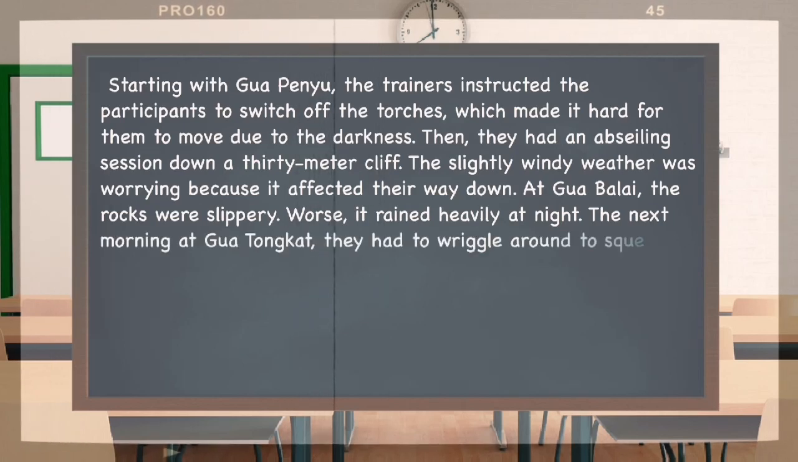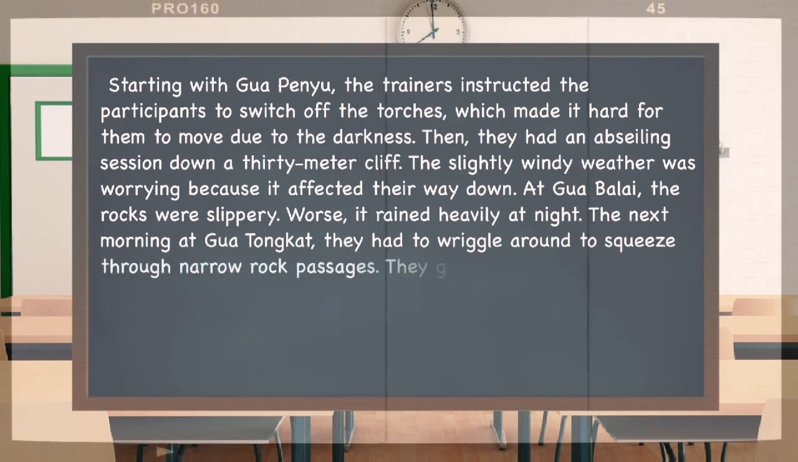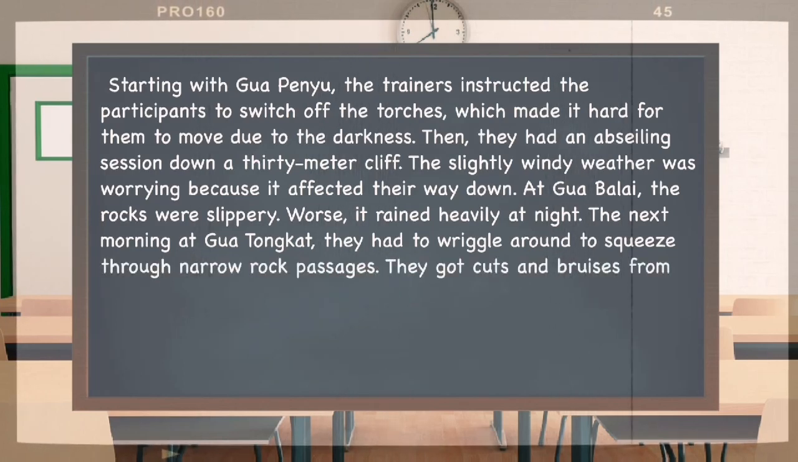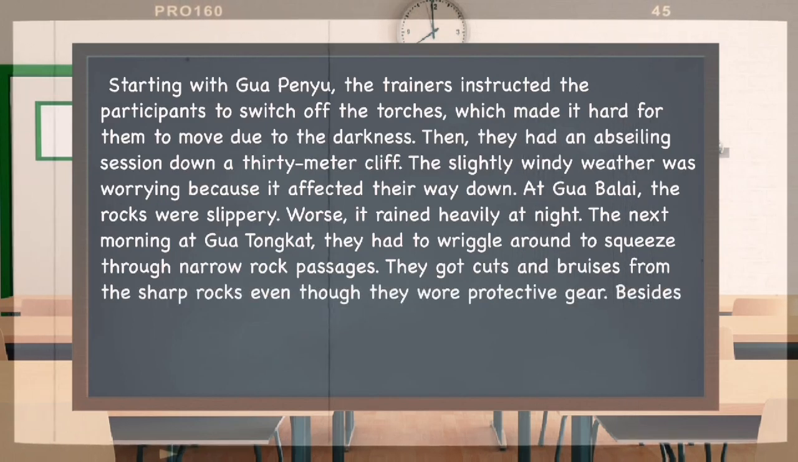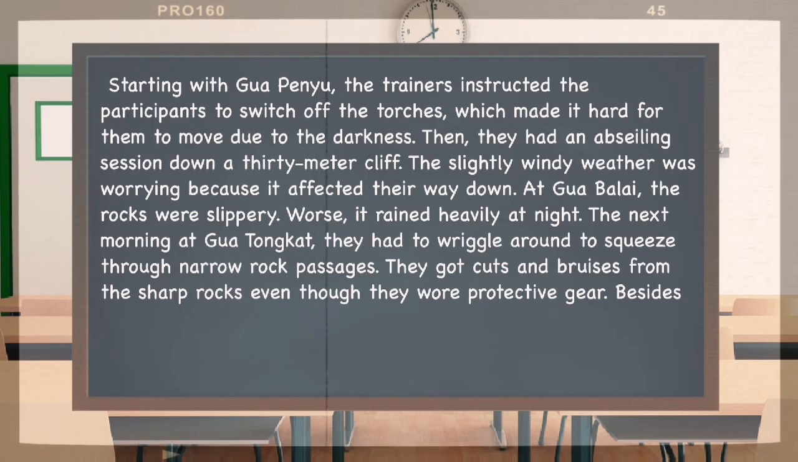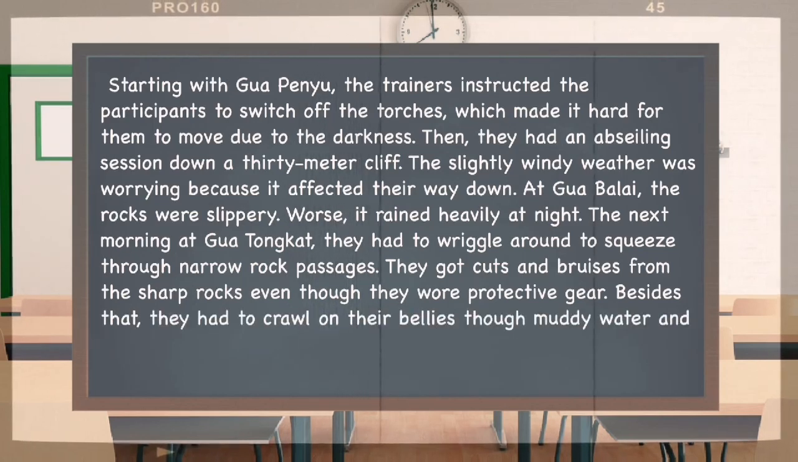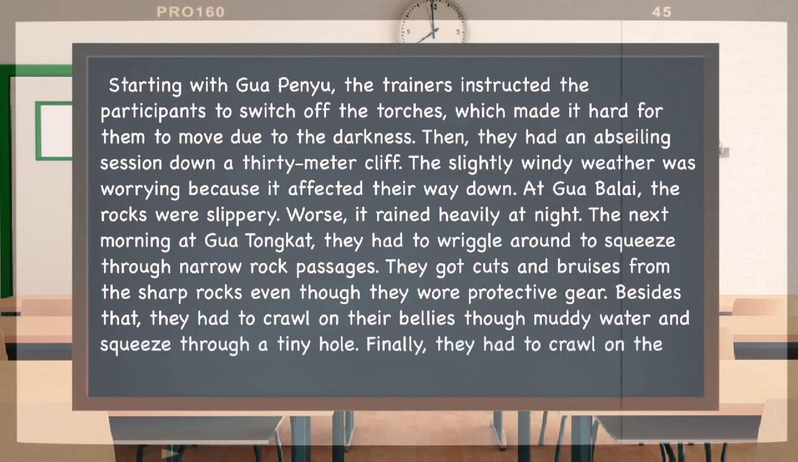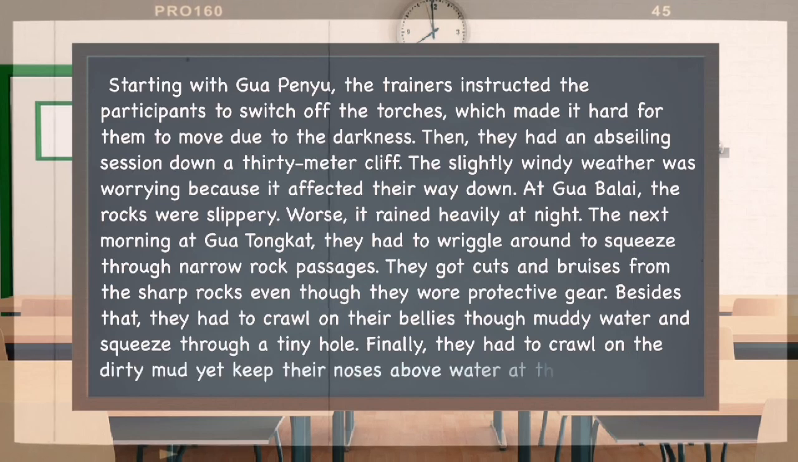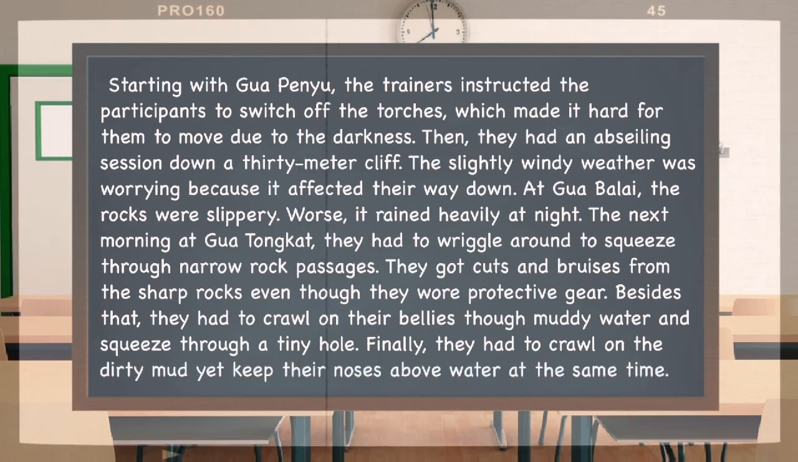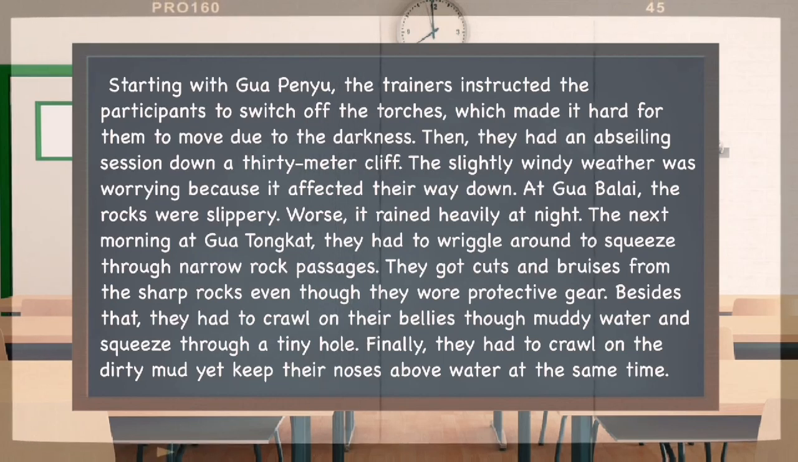The next morning at Gua Tongkat, they had to wriggle around to squeeze through narrow rock passages. They got cuts and bruises from the sharp rocks even though they wore protective gears. Besides that, they had to crawl on their bellies through muddy water and squeeze through a tiny hole. Finally, they had to crawl on the dirty mud yet keep their noses above water at the same time. 130 words.